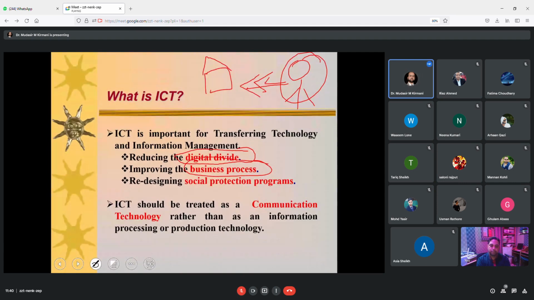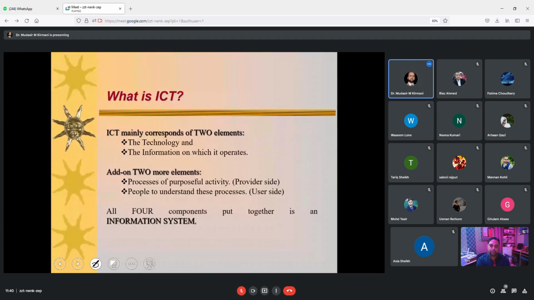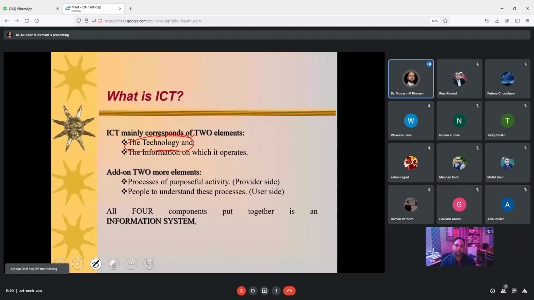So ICT should never be treated as a magical box. It is rather a communication technology which helps you send the message to the audience. I'll not explain this particular slide much. Rather, I'll just say that ICT consists of two basic components. One is your technology, that is your computer system, your internet, and connectivity to the internet.